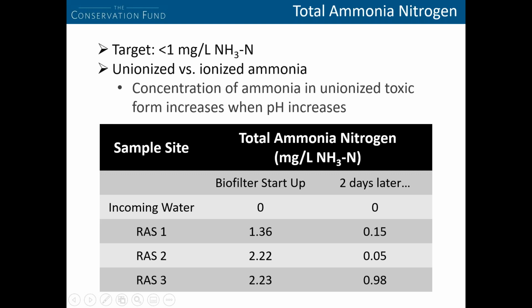This table contains TAN data for our incoming water and 3 RAS during the biofilter startup period and then 2 days later. So initially, the TAN levels are not safe for fish during biofilter startup. They're high because ammonium chloride was added to the system to start up the nitrification process in the biofilter. But then after 2 days of nitrification, with the majority of TAN being converted to nitrite, the TAN levels have decreased quite a bit.